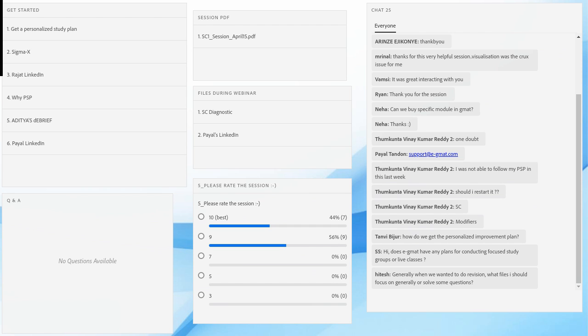Hitesh is asking, generally, when we want to do revision, what files should I focus on or solve some questions. Again, depends on where you're at in your prep, right? If you are in stage one, which is when you're going through the SC course, in that case, as I was telling Vinay, if you are at the second part of modifiers, then you review the previous part of modifiers, do the concept practice quiz, do the practice SC questions, okay, in that module itself.